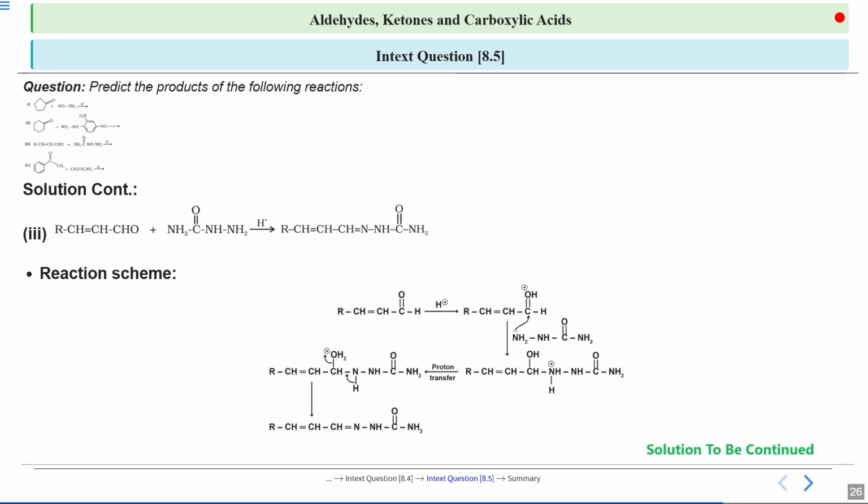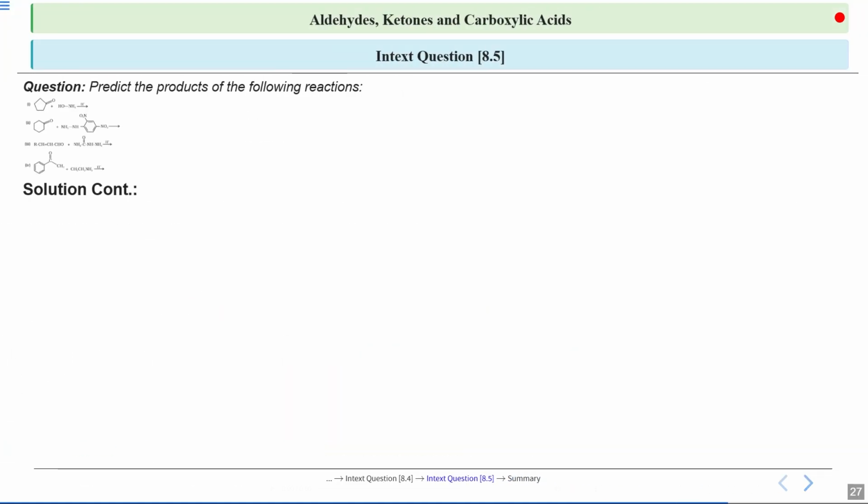Okay. Now let's move on to the fourth part. In this reaction, an aldehyde reacts with a primary amine, specifically benzyl acetone and ethyl amine in acidic medium, and you get an imine derivative. So the product is N-ethyl 1-phenyl ethanamine. This is the final product which you get.